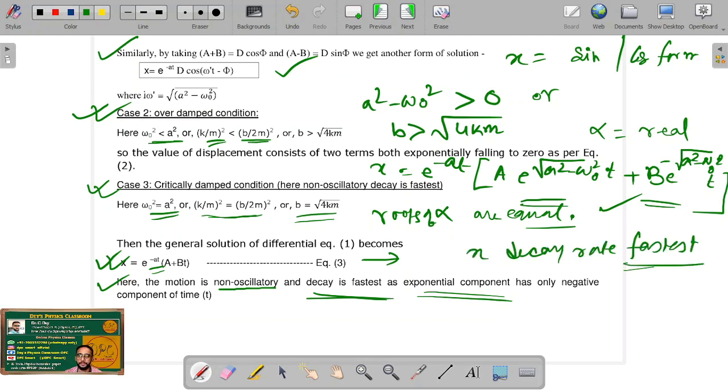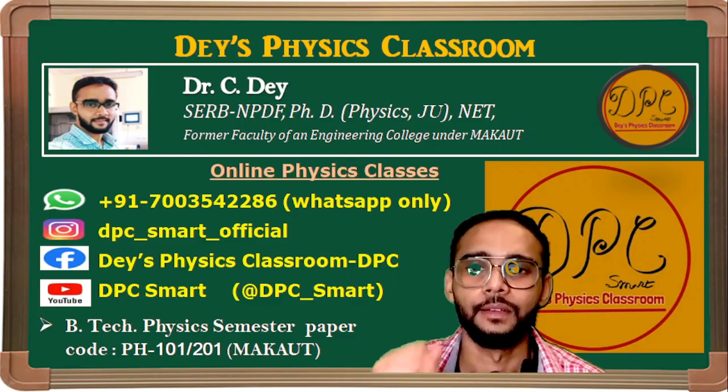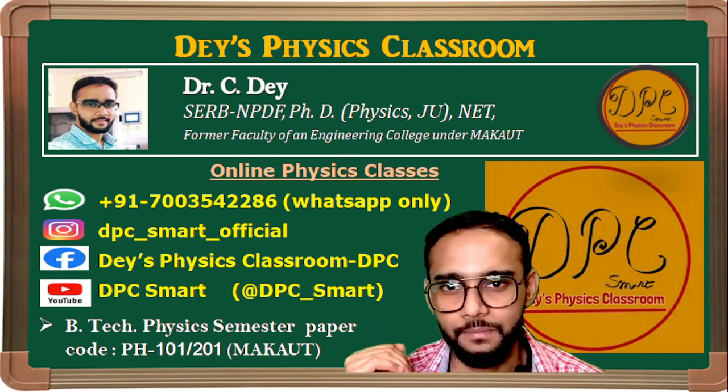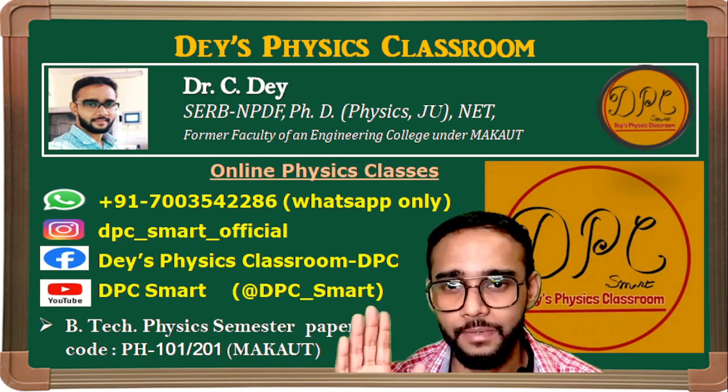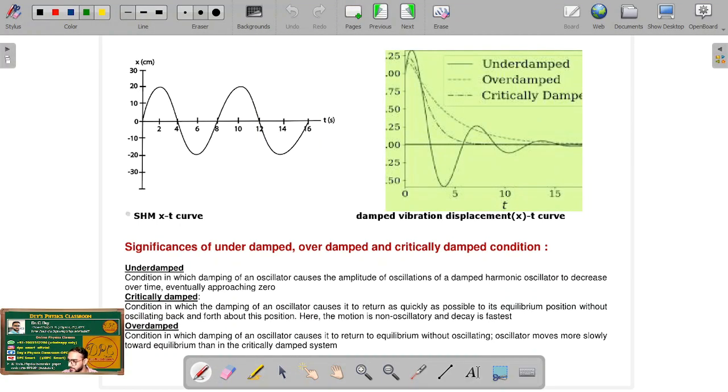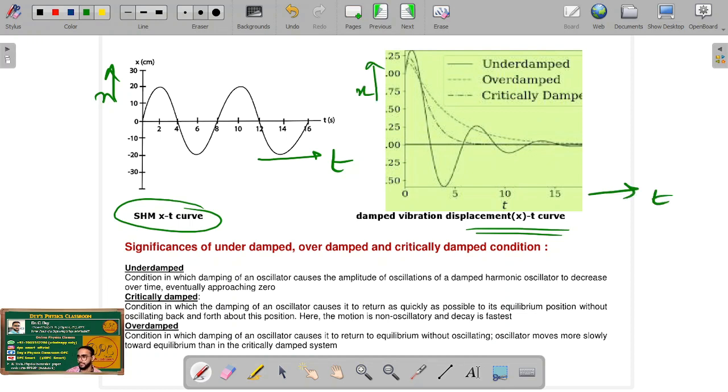So these are the three types of damped vibration: underdamped, critically damped, and overdamped vibration. Now we will plot the displacement versus time graph for all these three types of damped vibration as well as a simple harmonic motion. So this is the graph for simple harmonic motion, that is the displacement x versus time curve. This is the displacement versus time curve for the damped vibrations. If we plot the three graphs on the same graph paper, then it would be like this figure.